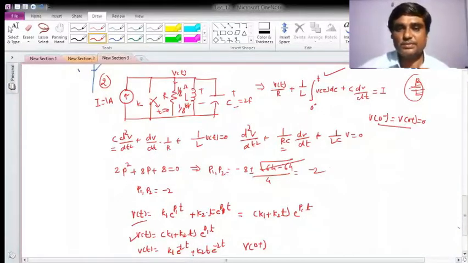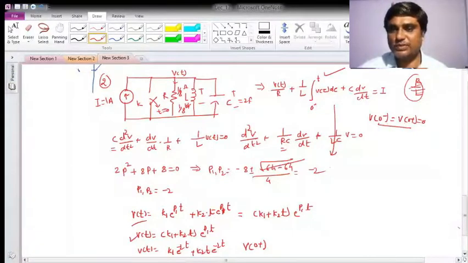Okay. Now this is done. Now I would like to calculate what will be V dash of 0 positive. So to get it, I will use this equation.